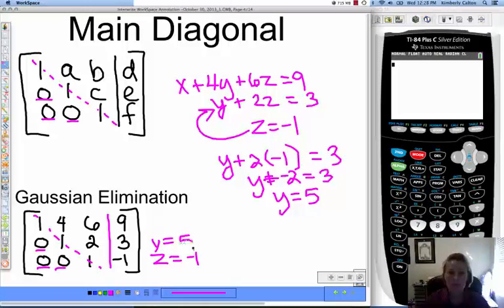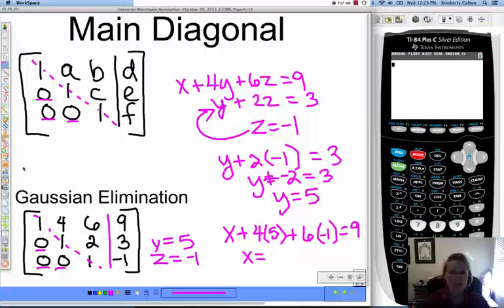We have y equals 5. And now we have y and z, so we can use the top equation and have x plus 4 times 5 plus 6 times negative 1 equals 9. So we have 20, 4 times 5 is 20, 6 times negative 1 is negative 6, so that's x plus 14 equals 9. And we get x equals, so subtract 14, we get negative 5. So this is how we would solve a Gaussian elimination once it's in the correct format.